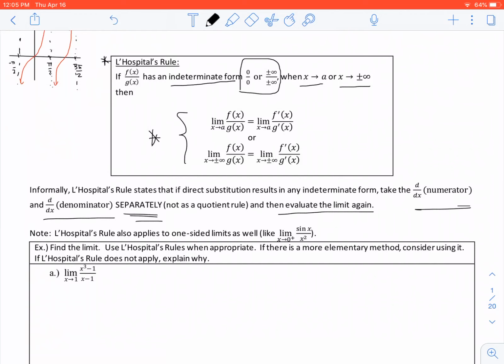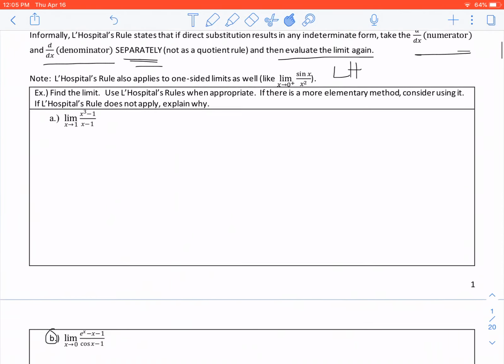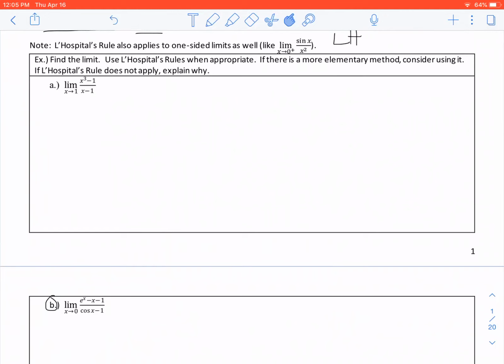So note, L'Hopital's rule also applies to one-sided limits as well. If you're looking at this one, it says as x approaches 0 from the right. To symbolize L'Hopital's rule, we're going to put an LH above our equal sign. So that way you're communicating with me that that's what you're doing. And then also the textbook will do that. It's very standard. You will notice little LHs above everything else, or an H.